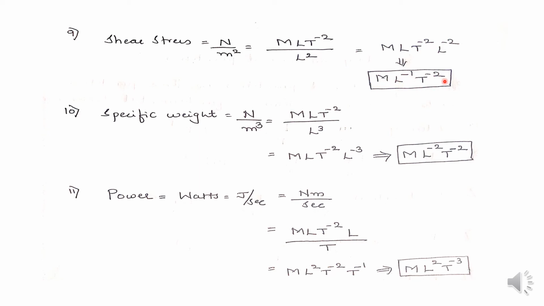Next, specific weight. The unit for specific weight is Newton per meter cube. Newton we have already written here, M L t to the power minus 2 divided by L cube. Again I take this L cube to the numerator. So 1 minus 3, it will be minus 2: M L to the power minus 2 t to the power minus 2. Next one is power. The unit for power is watts, or watts is nothing but joules per second.